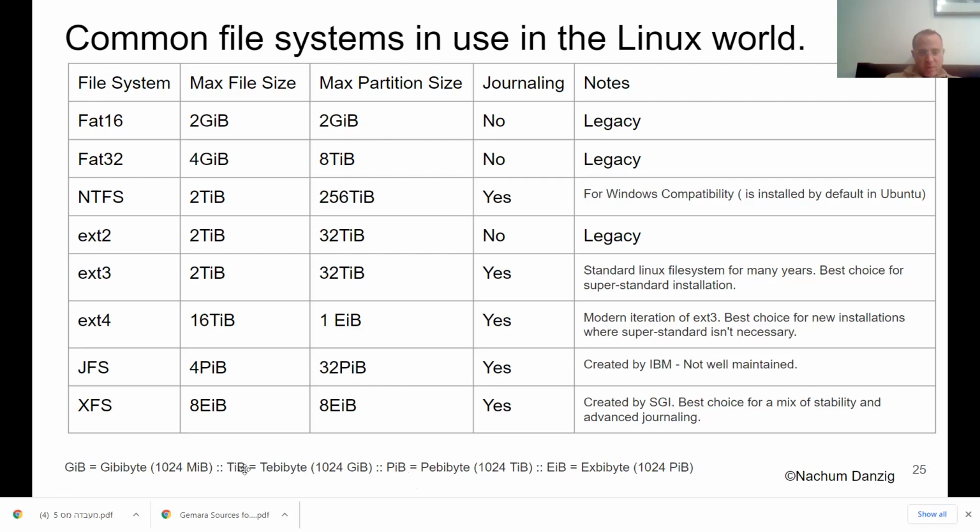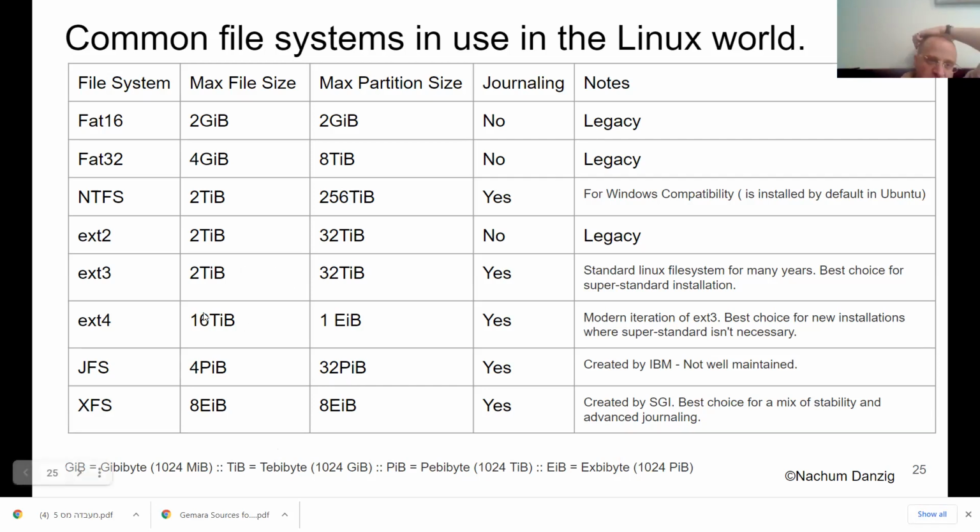So a TiB is a tebibyte. A tebibyte is 1,024 gibibytes. A gigabyte is 1,024 megabytes, so a tebibyte is 1,024 gigabytes. A PiB is a pebibyte, which is 1,024 tebibytes. And an EiB, an exbibyte, is 1,024 pebibytes. So it keeps getting bigger.